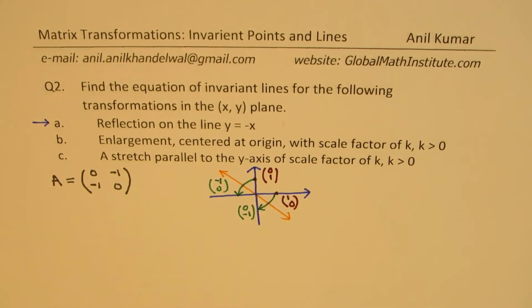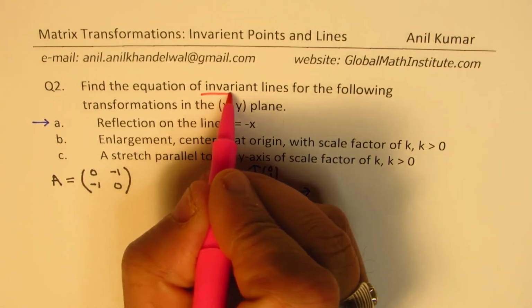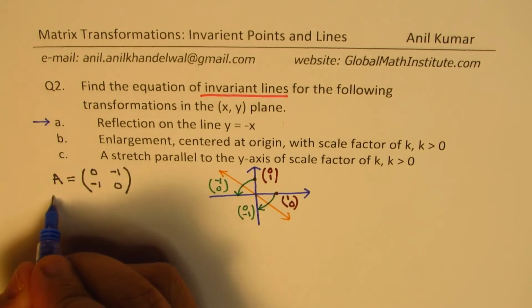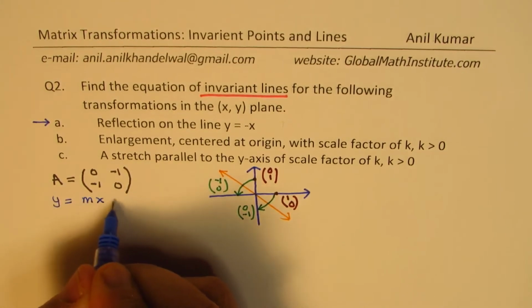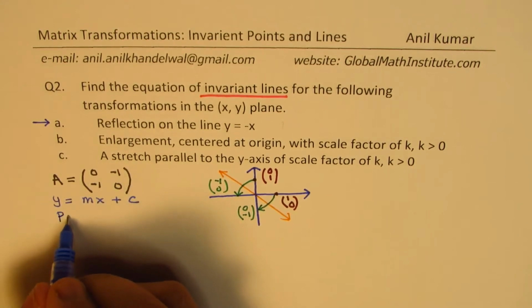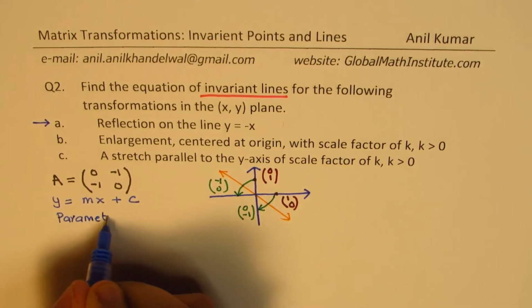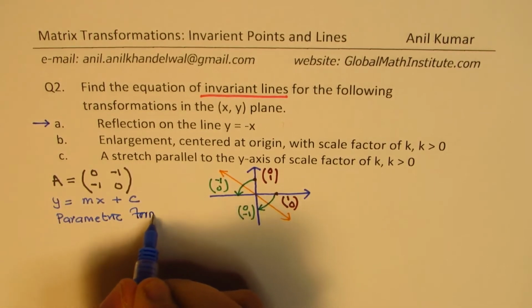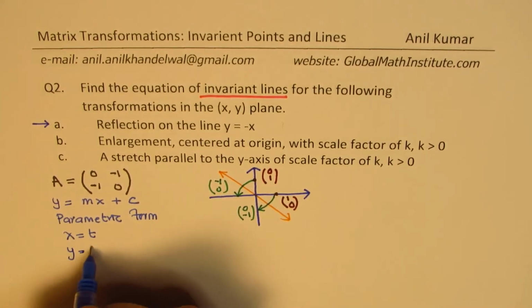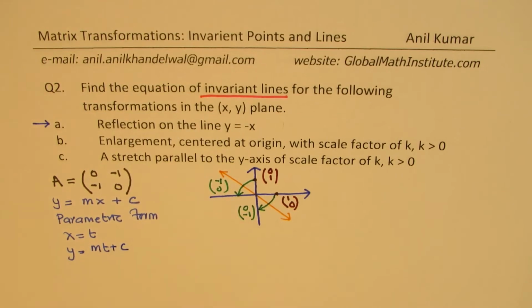Now, we are talking about invariant lines. So a line can be represented by the equation y equals mx plus c, where c is the y-intercept. Now, whenever you're working in matrix transformations, we look into the parametric form. So, if x equals t, in that case, y equals mt plus c, correct? So that becomes the parametric form of our equation.